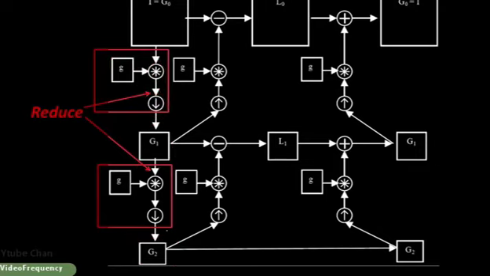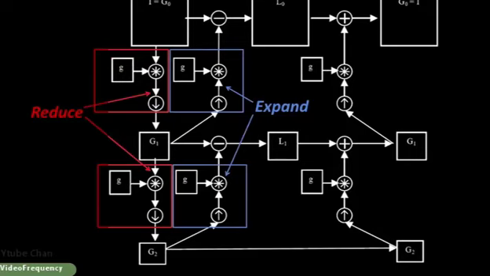The one that's a little less clear is the expand operator. Remember, we have to expand these things up. So if I expand up the coarsest one and then I subtract that from G1, that gives me L1. That gives me the first Laplacian. All right? The expand operator is a little less intuitive than the reduce operator. Let me show you what they are.